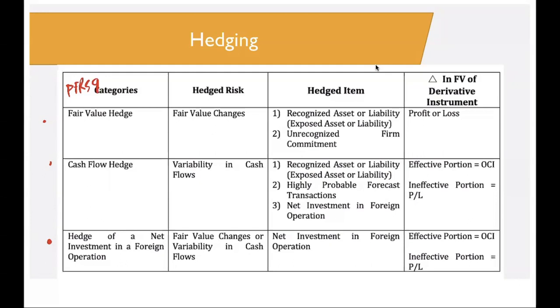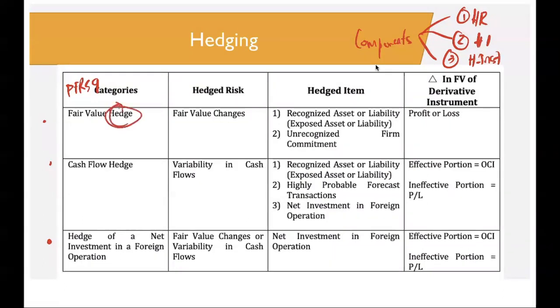We need to know the components of your hedging. So what are your components of hedging? You already know that there are three components. First, the hedge risk. Second, the hedge item. Third is your hedging instrument. So in a fair value hedge, what is the hedge risk? The hedge risk is the fair value changes because this is a fair value hedge. What you will hedge is the fair value. Therefore, what is the risk here? The risk is the fair value changes. When we talk about your fair value changes, this is the changes on your foreign currency.